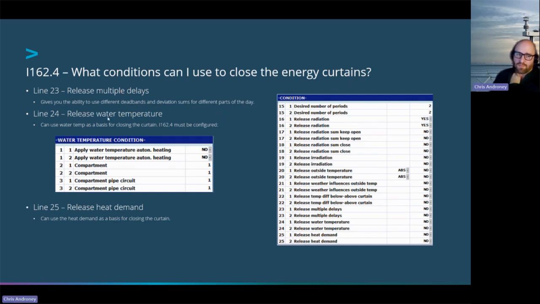Line 24, you can use the water temperature as an influence. If you want to use that water temperature influence, you can go to page I162.4 at the top. There is a table to fill out to activate it. And then as well, you can use the heat demand on line 25, and all that does is it gives you a kilowatt value to operate the control based off of.